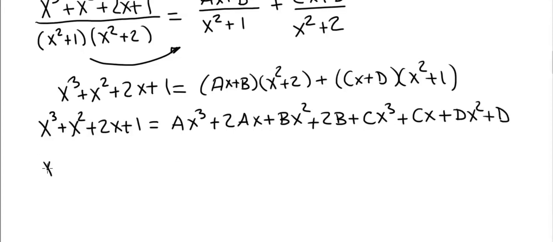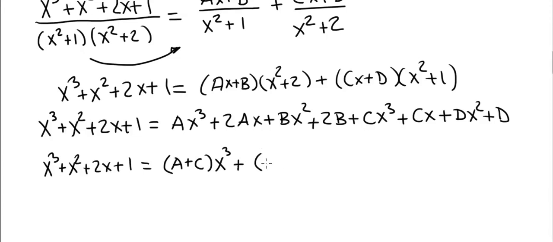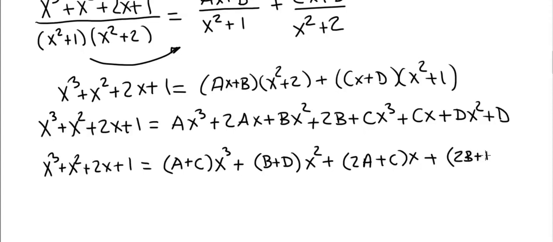And now write this as x cubed plus x squared plus 2x plus 1 equals, the coefficient of x cubed on the right is a plus c. The coefficient of x squared on the right is b plus d. The coefficient of x on the right is 2a plus c. And the constant term on the right is 2b plus d. And we match it with what's on the left.